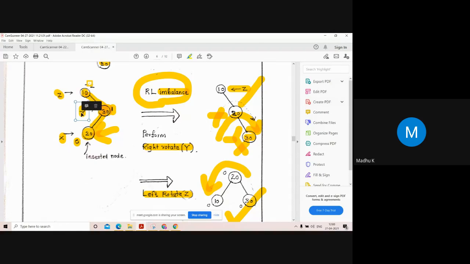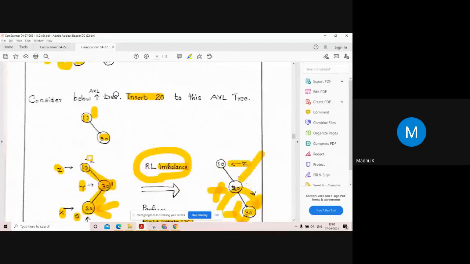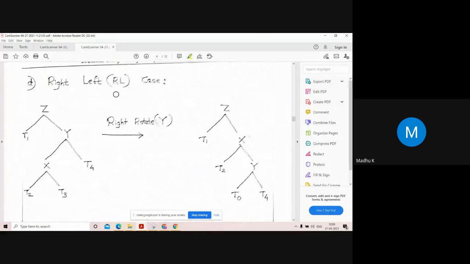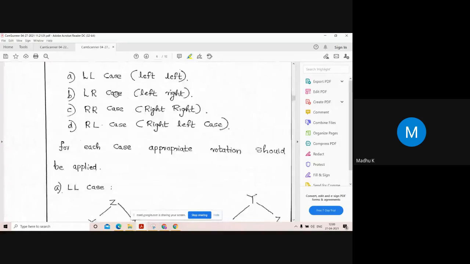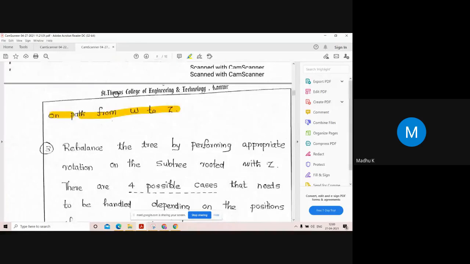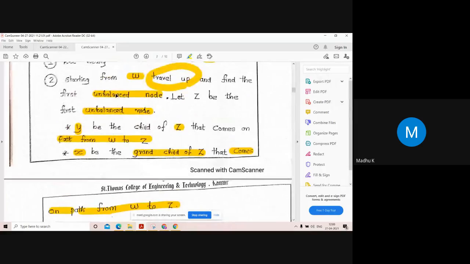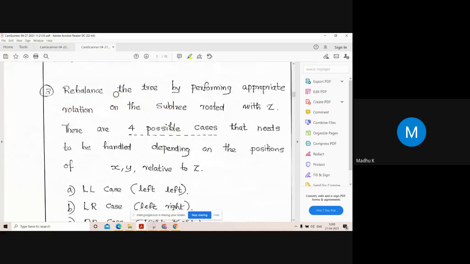What is Z, what is Y, what is X? Z is the imbalanced node. Y is the child of Z which comes in this path. Similarly, X is the grandchild of Z which comes in this path. Then that is the first part of this algorithm. So this is the second step.